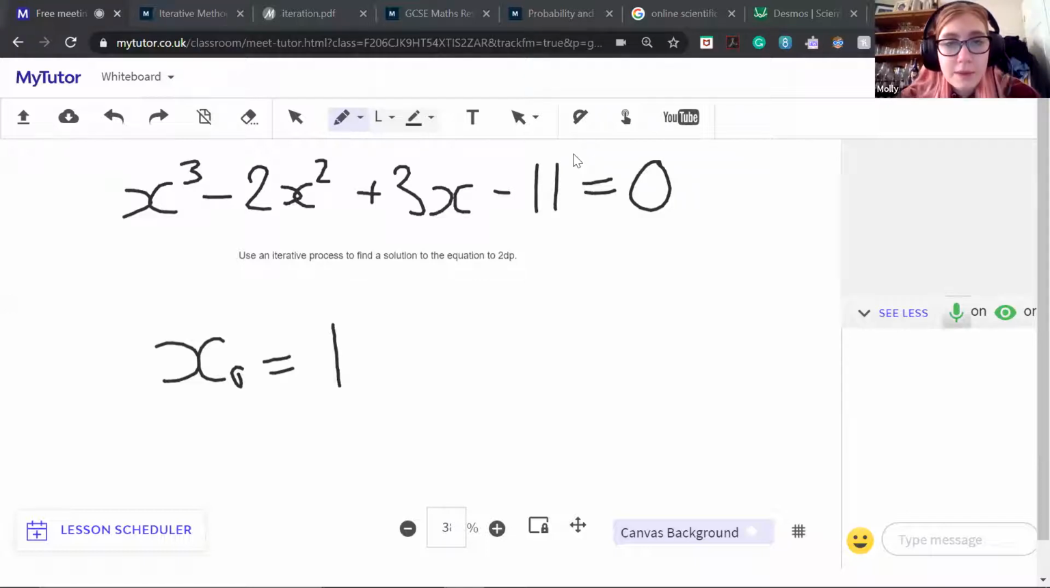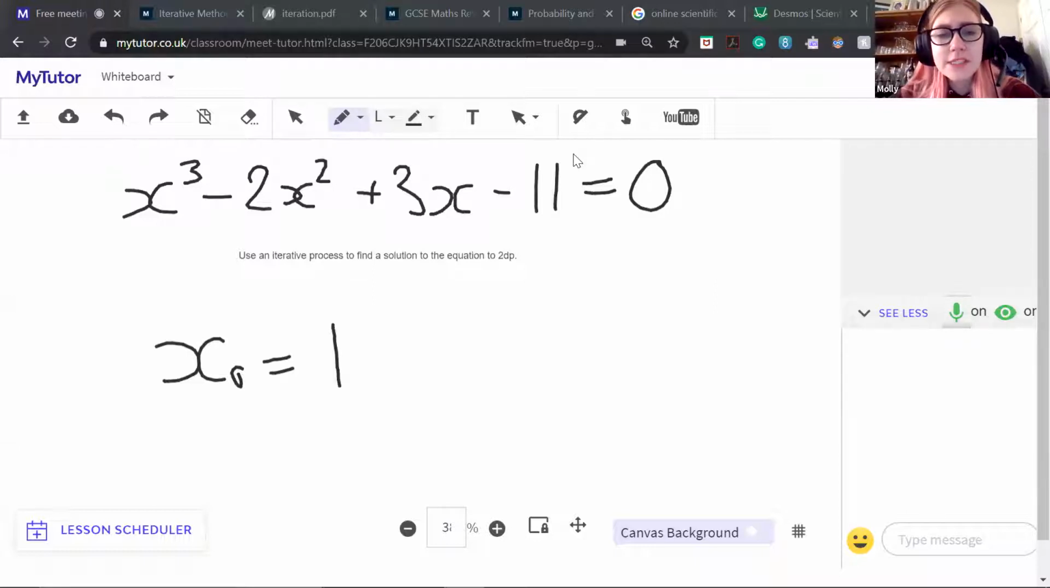Okay, someone said, how do we notice in the exam if it's asking us for the iterative method? Most of the time they'll actually use those words. They'll say use an iterative method or use iteration. If not, if you ever see x0 or xn or x1, that's what you're looking for. Or if you see a question in the style that we've seen today, hopefully you'll remember this and know that's what you should do.